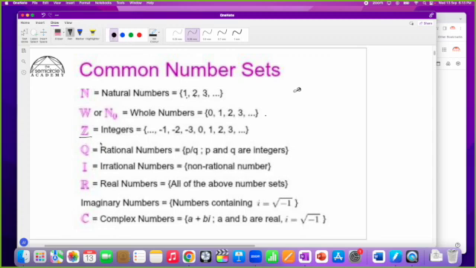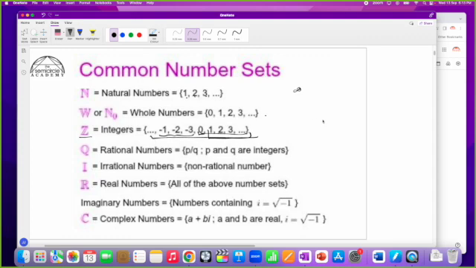Integers, which is the Z, right, you see you have the 0 here. So you have all of the whole numbers, and then from the 1, you have all of the natural numbers. But then you have negative numbers as well. So integers is all of it.